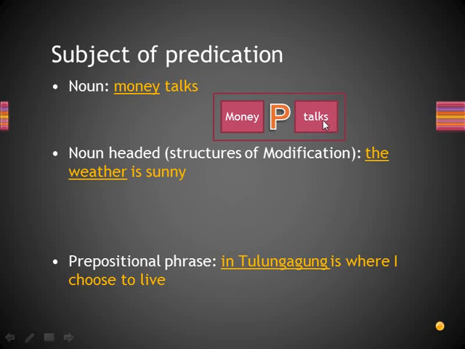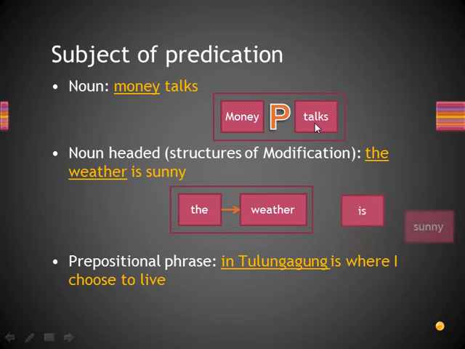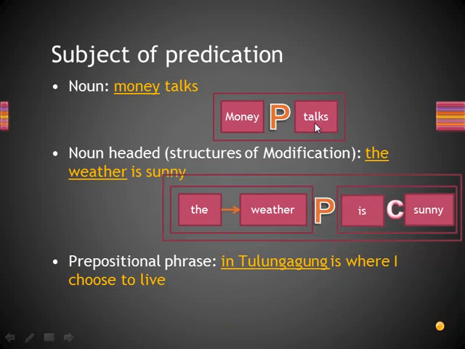Why we add S here, because the person of this verb is, okay, what is it? A third singular. Okay, and then the next one, the weather. So the weather is noun headed. Weather is the head and the is the modifier, and we have is sunny as the predicate, and sunny is the complement. We'll discuss complementation later, and then we put them into one bigger box.